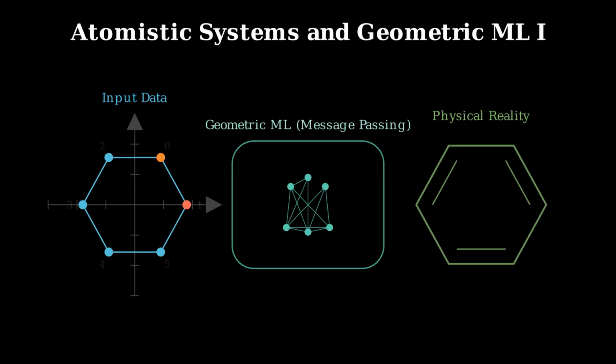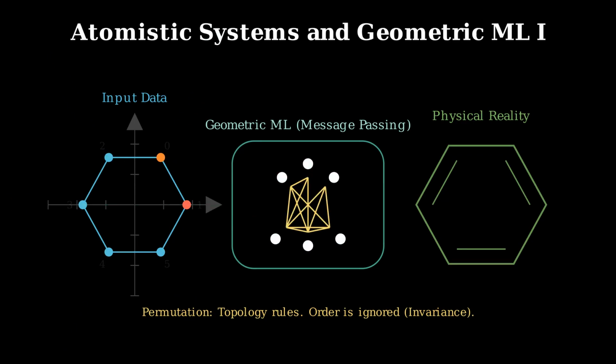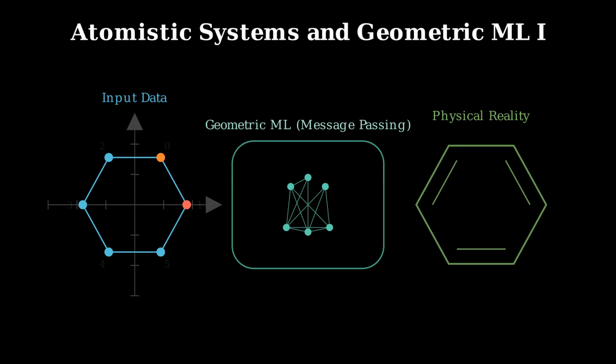Finally, if we arbitrarily swap the index labels of the atoms in our data array, the message passing routes are mathematically identical. The network is fundamentally order-independent.